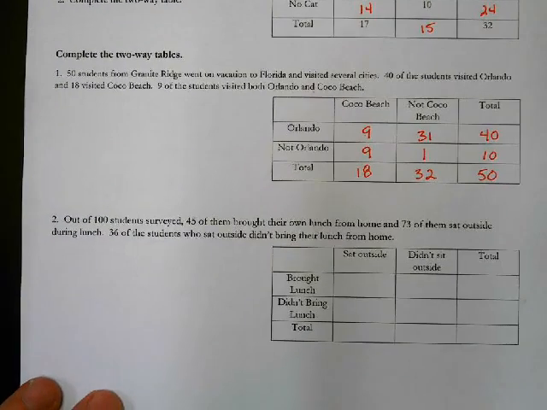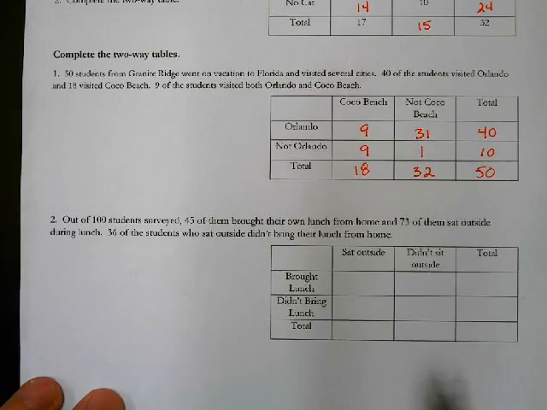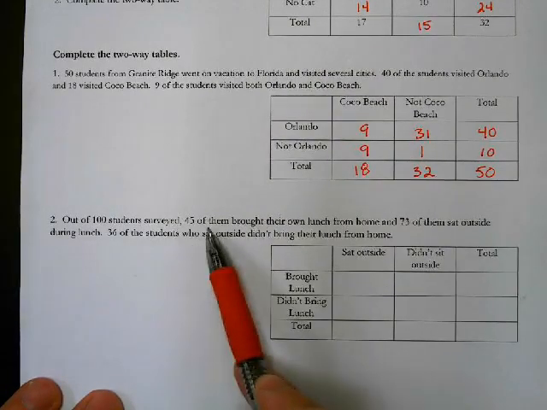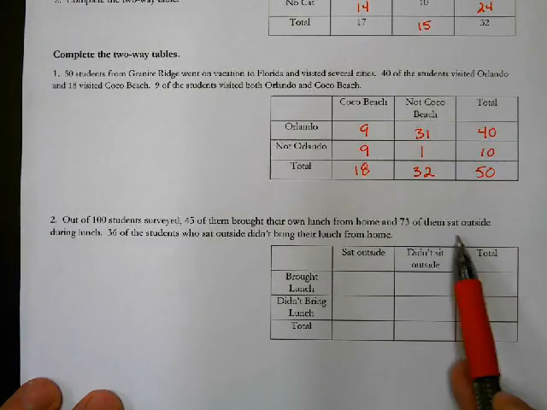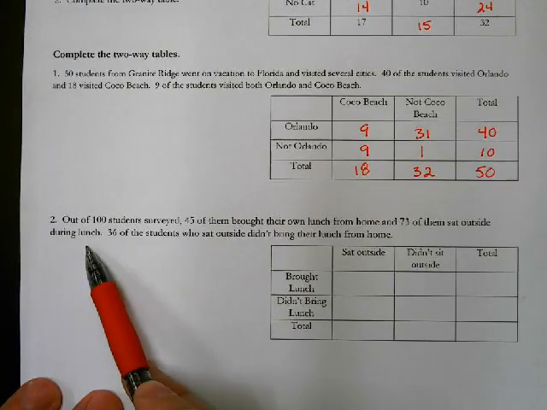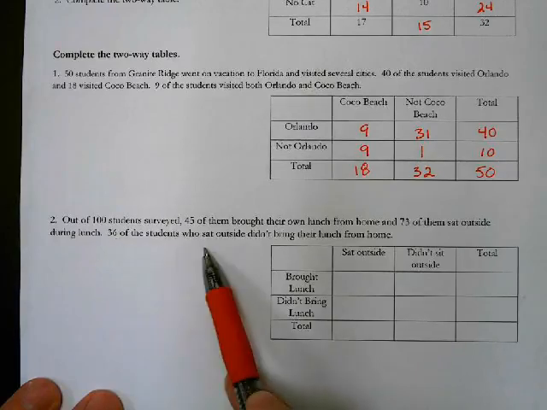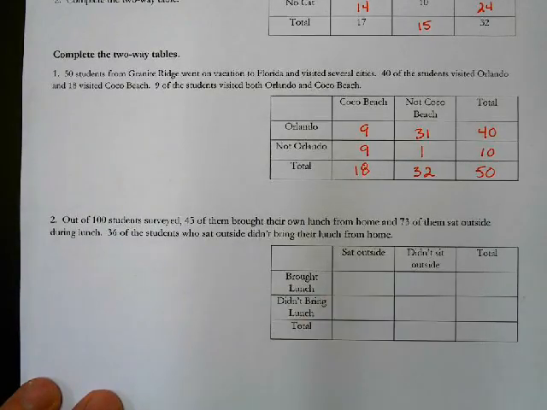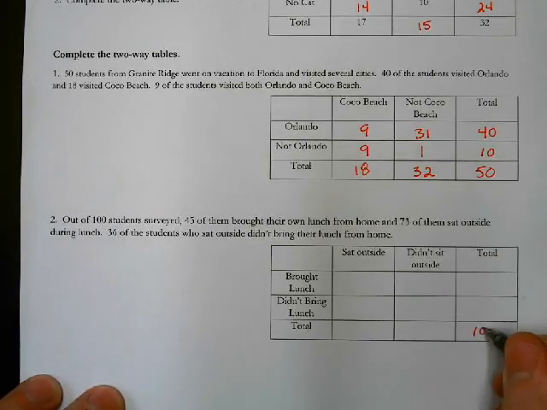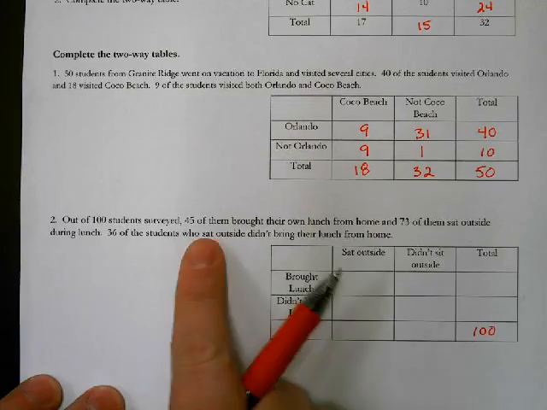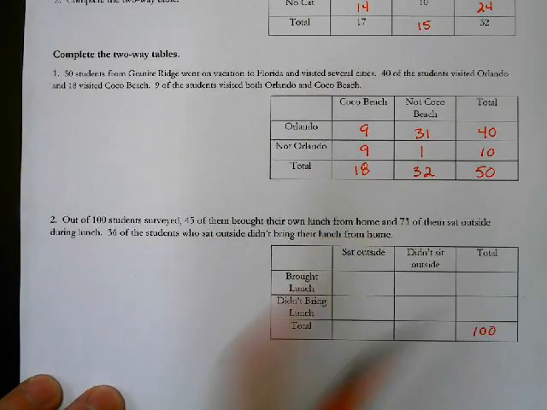All right, pause it. All right, here we go. Out of 100 students surveyed, 45 of them brought their own lunches from home. 73 of them sat outside during lunch. 36 of the students who sat outside didn't bring their lunch from home. Let's plug in the numbers. There's 100 students. I'm going to put it right here. 45 of them brought their lunch from home. Here's brought lunch, total 45.